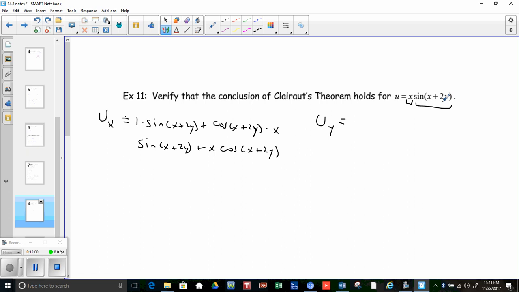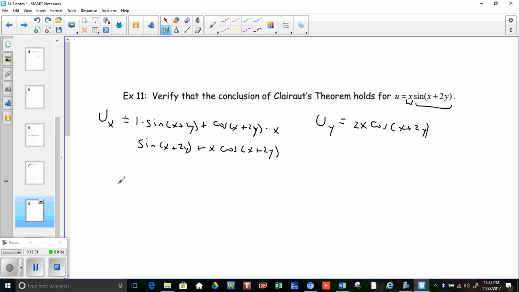Okay, so let's do the partial with respect to y. Well, the only y is in here, so this is held constant. So really we're going to get x sine, oops, not sine, cosine. So x cosine x plus 2y times the derivative of the inside. Derivative of x is 0, derivative of 2y is 2. So that's the partial with respect to y.